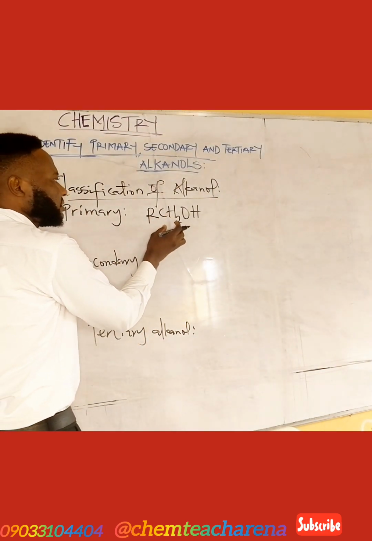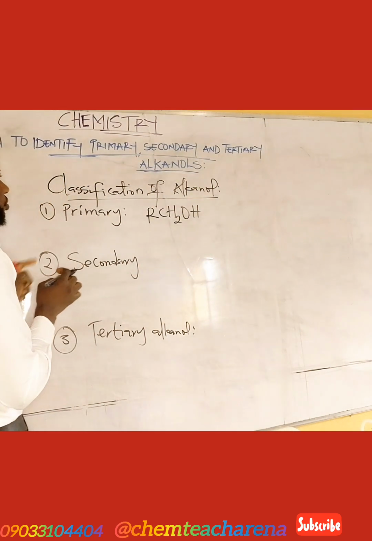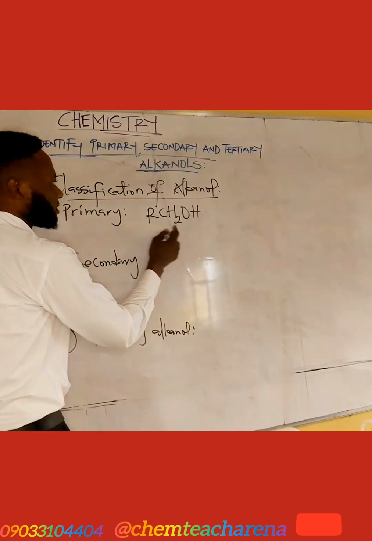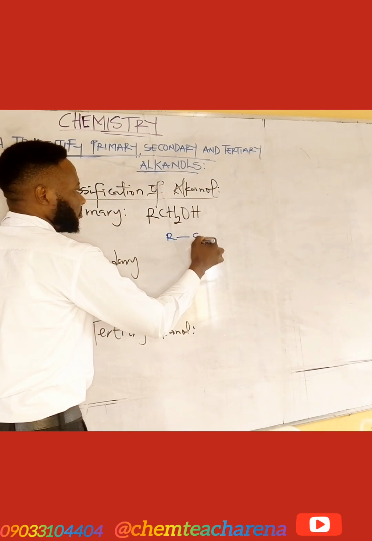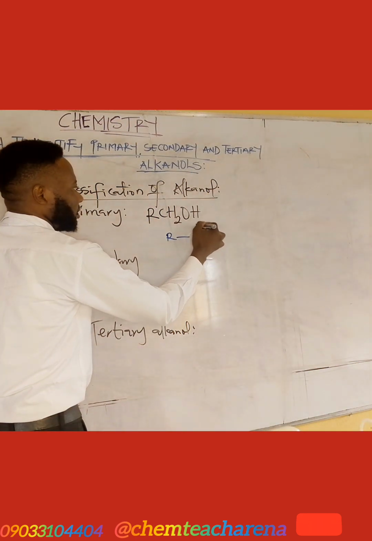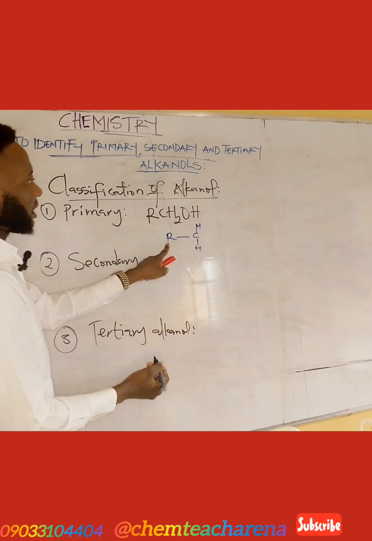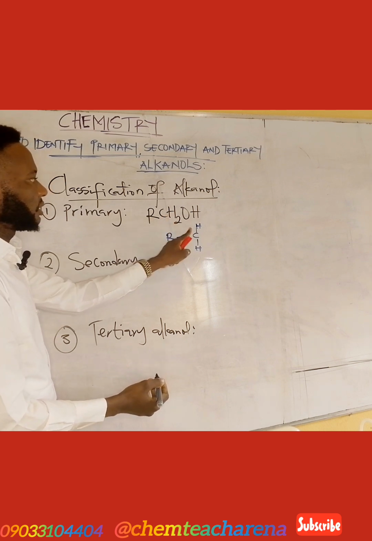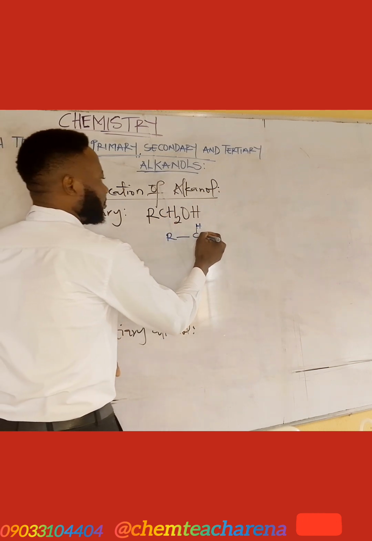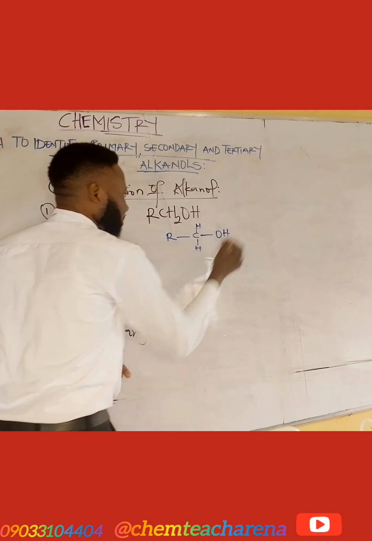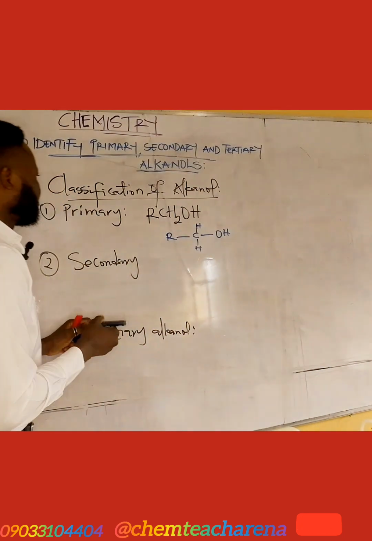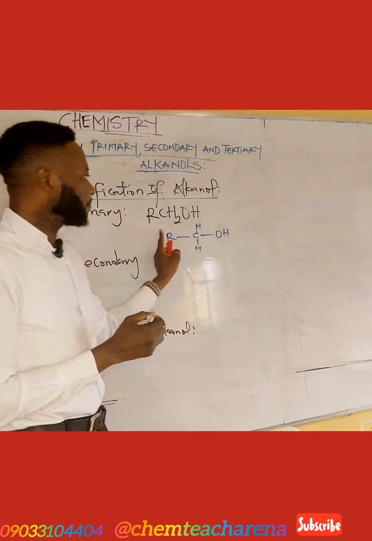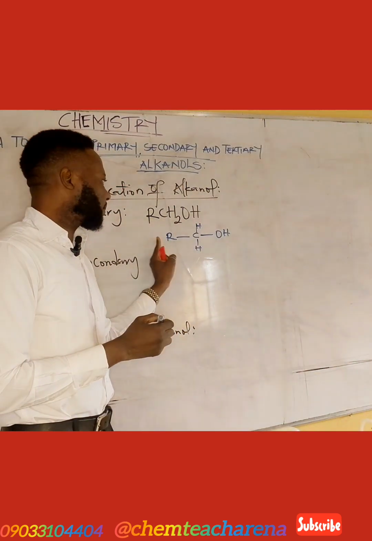Having done this, what do you do next? You express it. You have R bond, C bond, H bond, H. This R is this R. CH2, this is the H2. Then bond OH. You can see it.